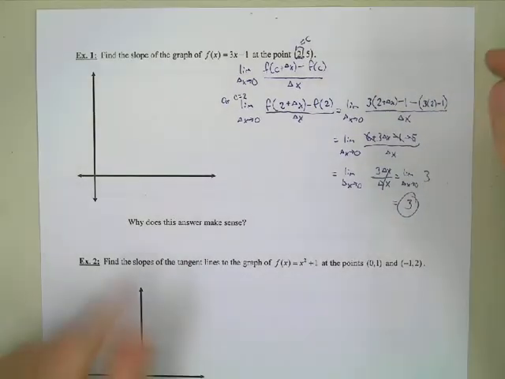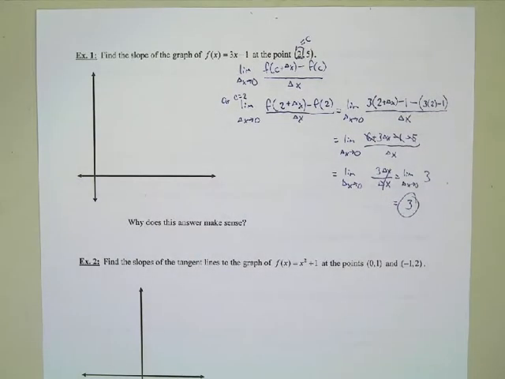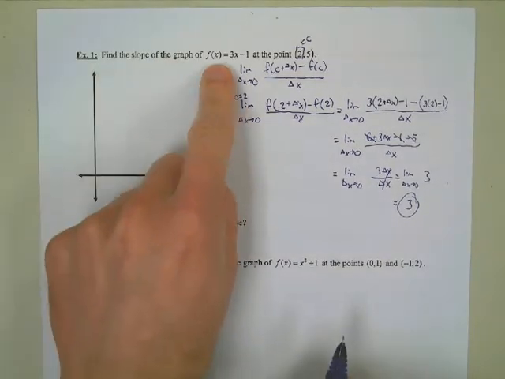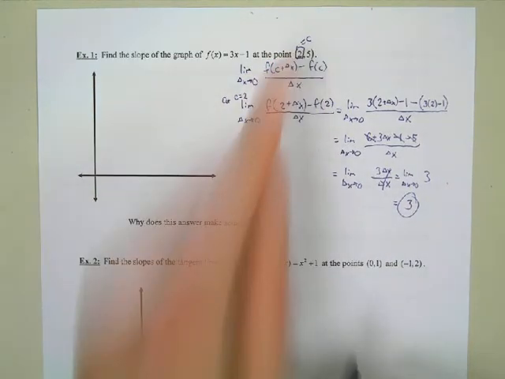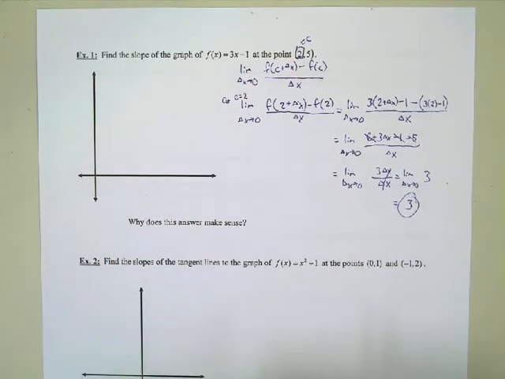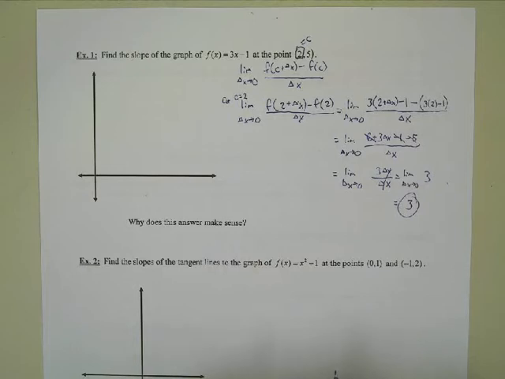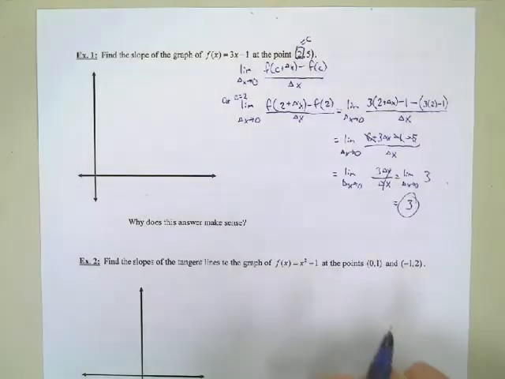Why does this answer make sense? Why does it make sense that the graph of f of x equals 3x minus 1 has a slope of 3 at 2? Yes. Because the original graph of f of x is just a straight line with a slope of 3. Exactly right. When it passes through 2, 5, so at the point 2, 5, the slope should still be 3. Exactly right.